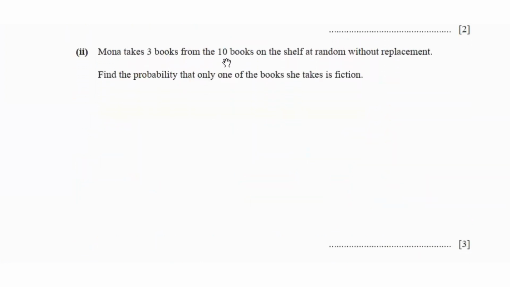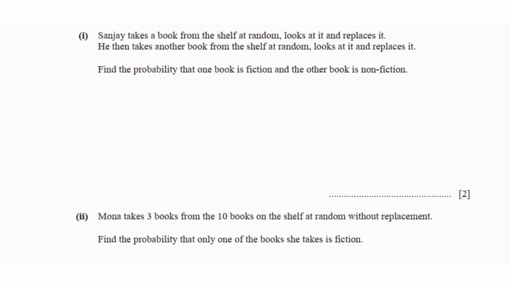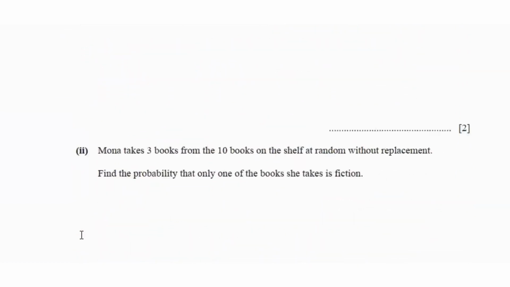Then Mona takes 3 books from the 10 books on the shelf at random without replacement. Find the probability that only one of the books she takes is fiction. So if one of the books is fiction, so wait, fiction is 7.